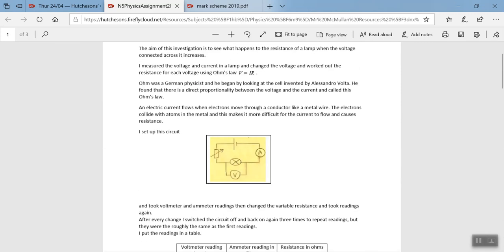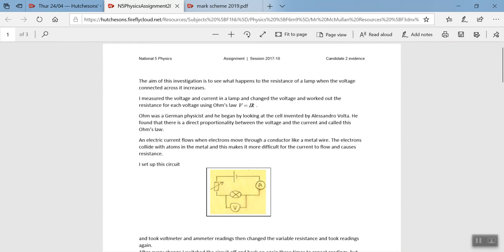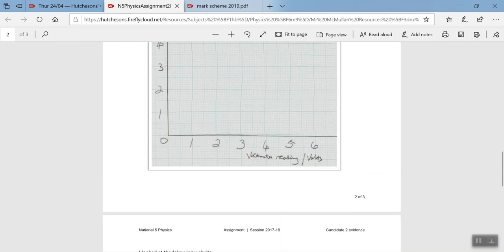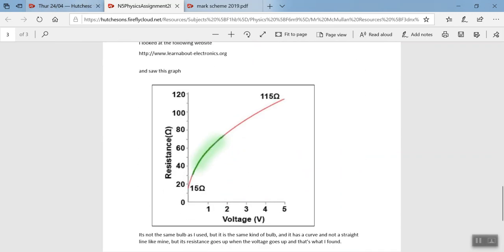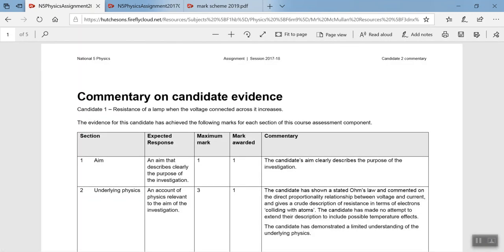Now, it's only 3 pages. All of the words added together would maybe give you 1 page. They've not gone into much depth. It's quite a basic report. What you can do is we can go back to our home page and click commentary. So this is the SQA's commentary on that report.